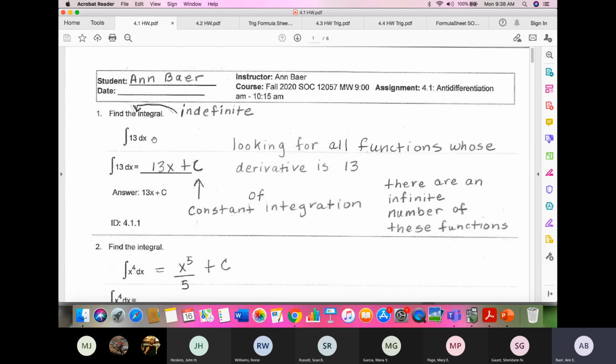So what we're looking for here when we integrate is we're given this 13 here. That 13 is the derivative of some function. We want to find that function. So we're going in reverse. We're going to ask ourselves, how do we do this? So let's take a look at this. And personally, this is one way to approach this problem.